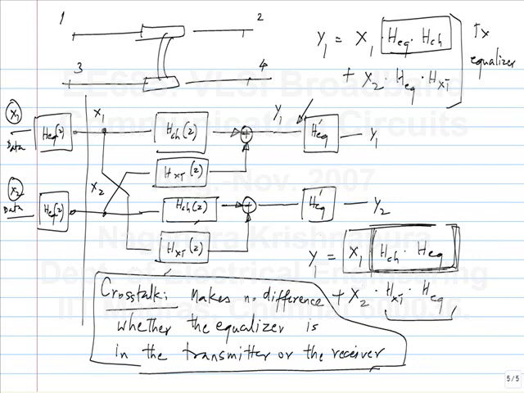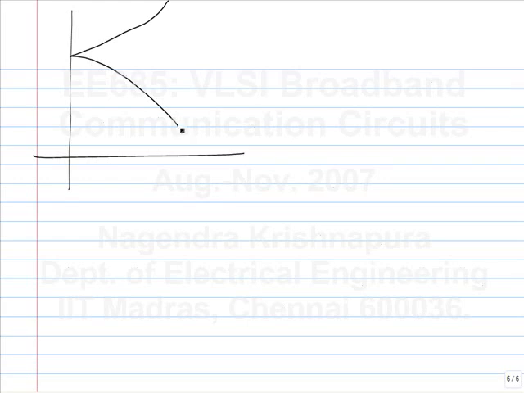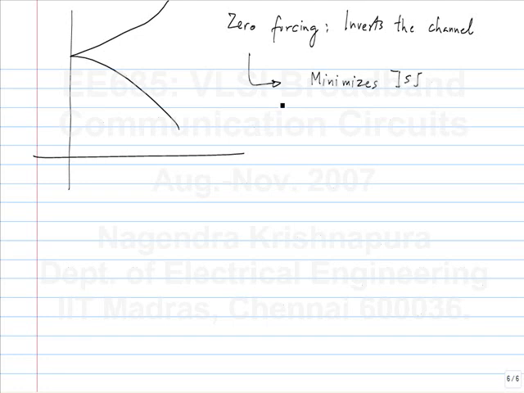Okay. Yeah, the question is, will that problem not be there in other equalizers? So let's say the response of the channel is something like this. If you do zero forcing, you will exactly invert the channel. So when the channel attenuation is very large, the gain is also very large. What does zero forcing do? It minimizes the ISI, but can amplify the noise a lot. And what you care about is not just ISI, what you care about is signal to noise ratio.